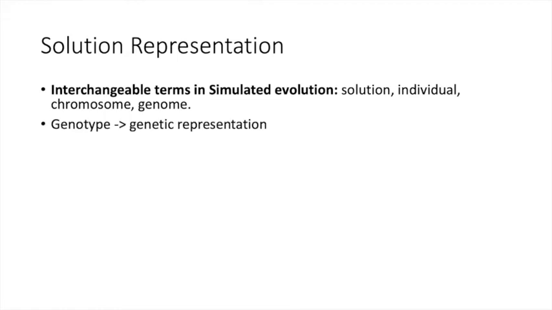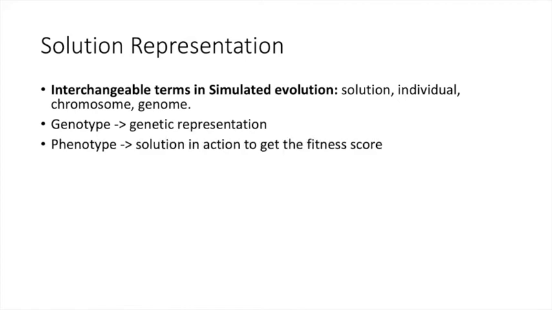The way a particular solution is represented is called its genotype. For example, if you are evolving a vector of numbers, then that vector is the genotype. However, how that solution behaves to get its fitness score is called its phenotype. For example, your DNA is your genotype, but how you look is your phenotype. In GAs, sometimes though, genotype and phenotype refer to the same thing, that is the solution.